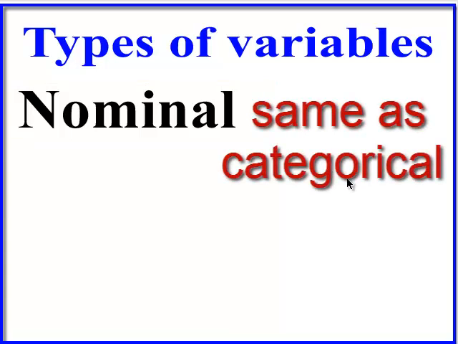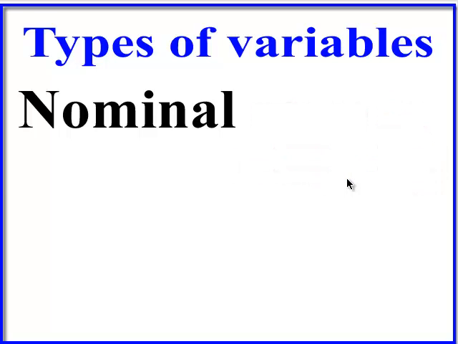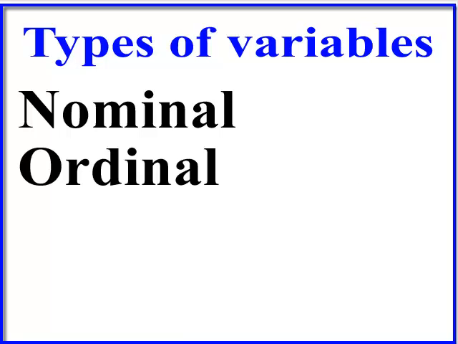That's a variable that puts each individual in a specific category, and a number doesn't make any sense, right? So, like ethnicity. Ethnicity, right? We could do Caucasian, African American, Hispanic, Asian. That is a good example of a nominal or a categorical variable.